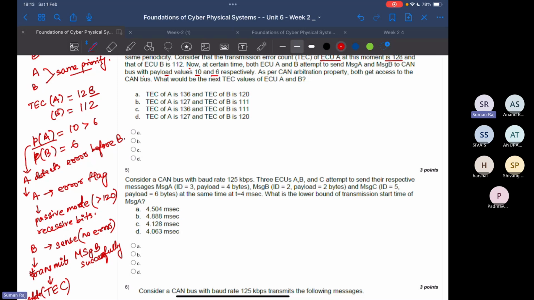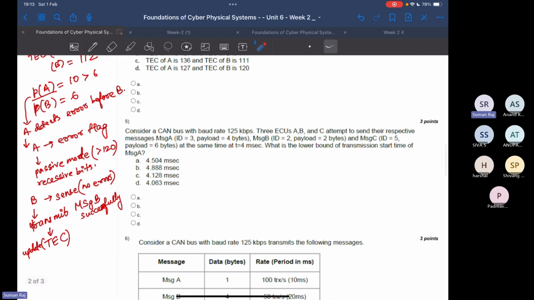All right, let's move to the next question. The next question is: consider a CAN bus with this baud rate, and there are three ECUs A, B, and C, which are attempting to send their respective messages, with different IDs and different payloads. Since they are trying to send the messages at the same time, which is t equal to 4 milliseconds, the question asks what is the lower bound of transmission start time of message A, which means at what time have the other two messages been sent.